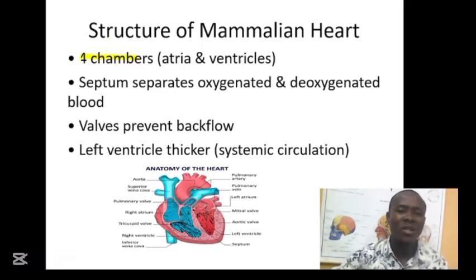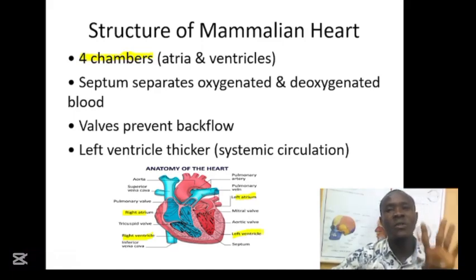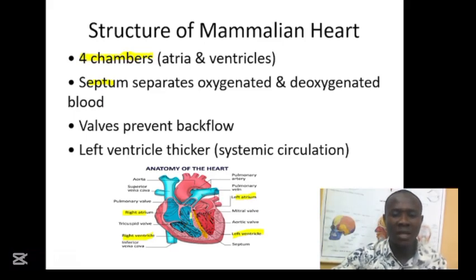So the mammalian heart is made up of four chambers. We have the right atrium and the left atrium, and we have the right ventricle and the left ventricle. So how many chambers are we having? Four. And we have a septum. This is what we call the septum, separating the oxygenated blood, the blood having this red color, and the deoxygenated blood, according to this picture, the one having this blue color. So the septum separates the right part of the heart from the left part, or we can say it separates oxygenated blood from deoxygenated blood.